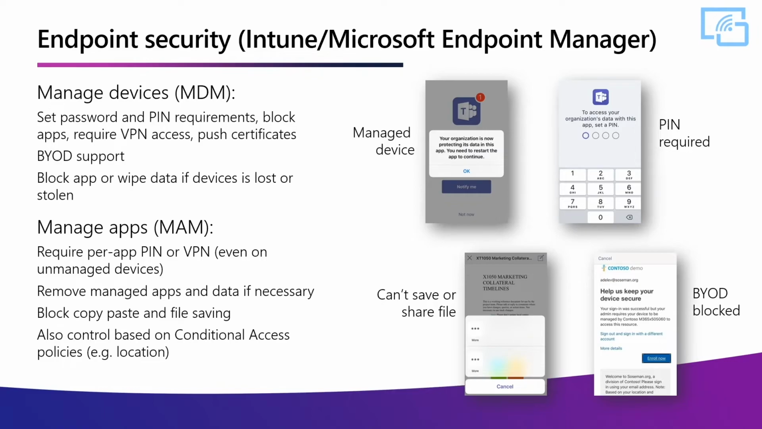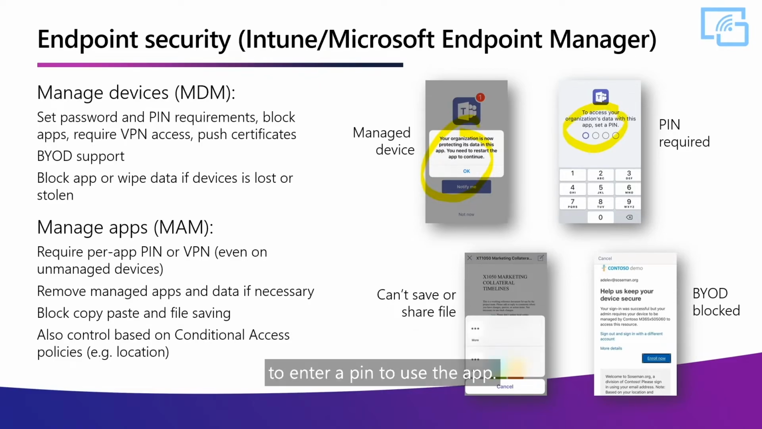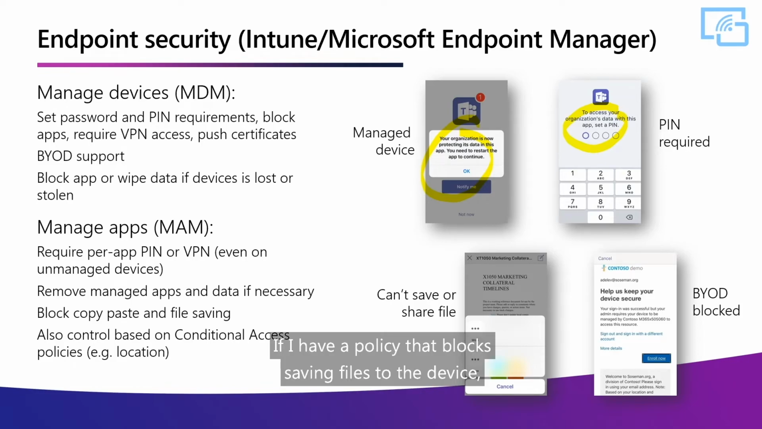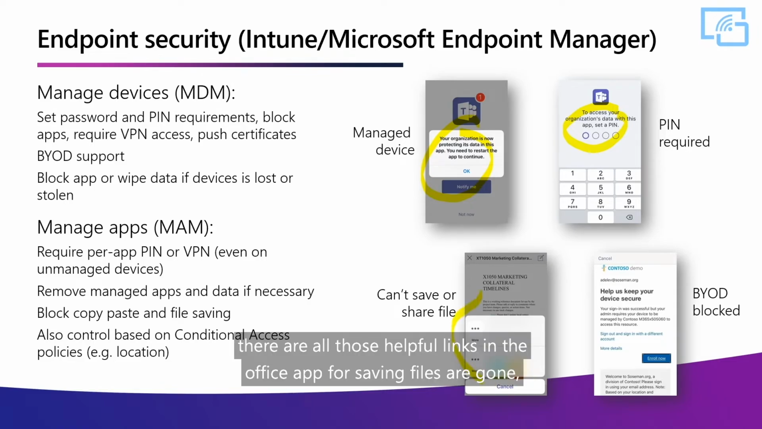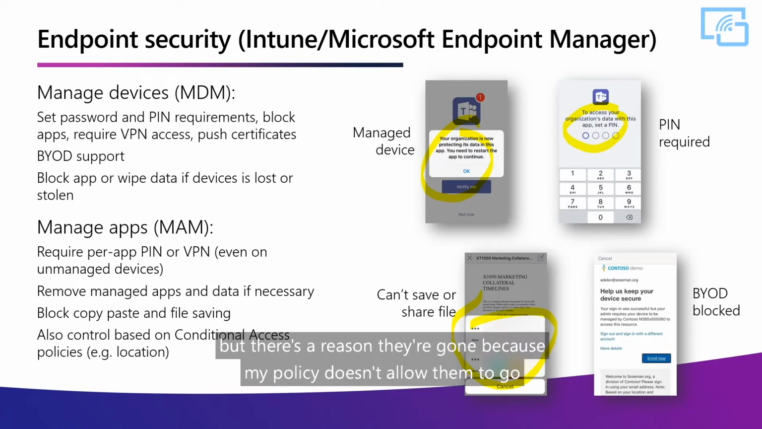For example, when a device becomes managed, the user has to restart the application, and maybe in this case, they're required to enter a PIN to use the app. If I have a policy that blocks saving files to the device, then all those helpful links in the Office app for saving files are gone, but there's a reason they're gone, because my policy doesn't allow them to go there.